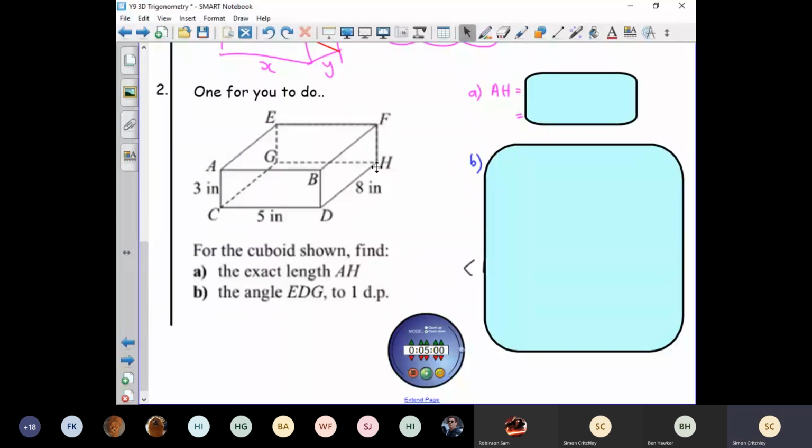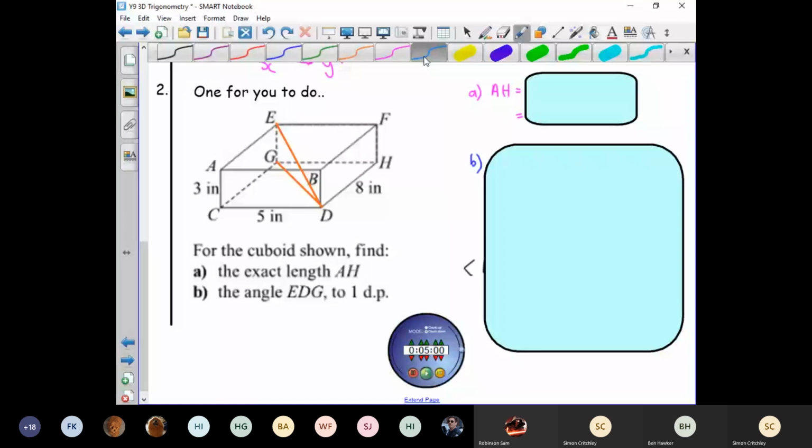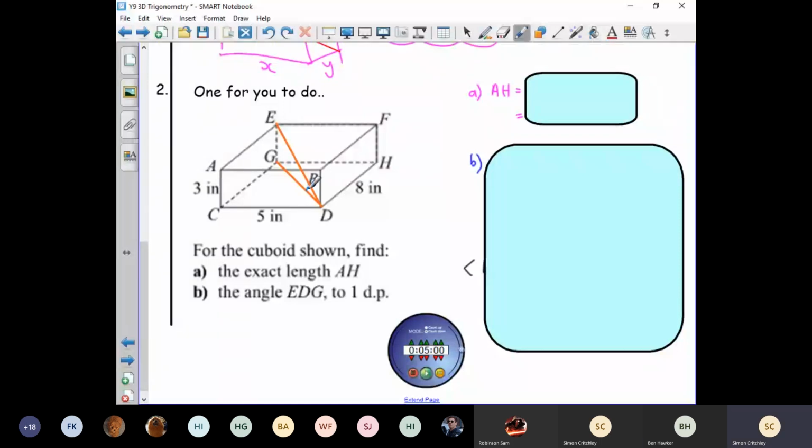Well, that's something that's going to be pretty useful there, I reckon. And then you're asked to calculate the angle E to D to G. Maybe just to give you a bit of help, I'll draw the lines on there, E to D to G, to help you visualize that angle that we're talking about.